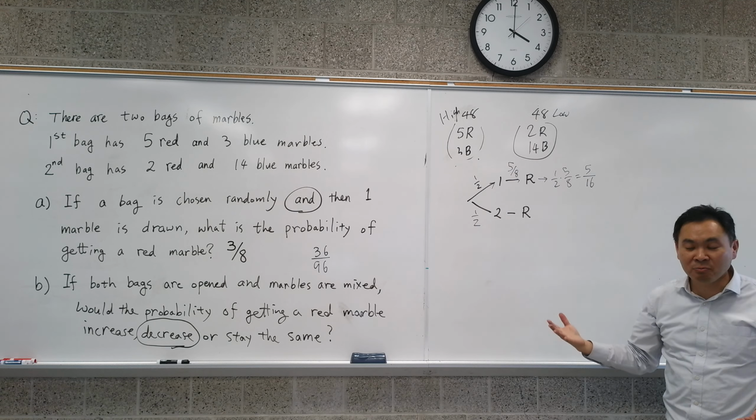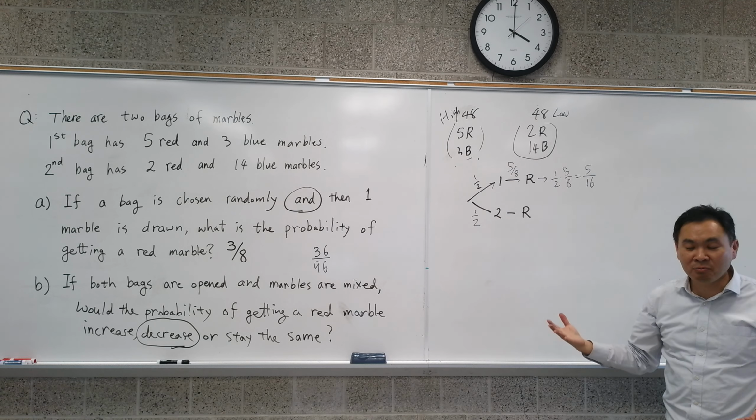All right, now what about this one? If you pick bag 2, it'll be 2 out of 16, or if you reduce it, that's the same as 1 out of 8. So 1/8 is what you get. And when you have probabilities in stages, you have to multiply, so that's going to give you 1/2 times 1/8, which is 1 out of 16. Okay?